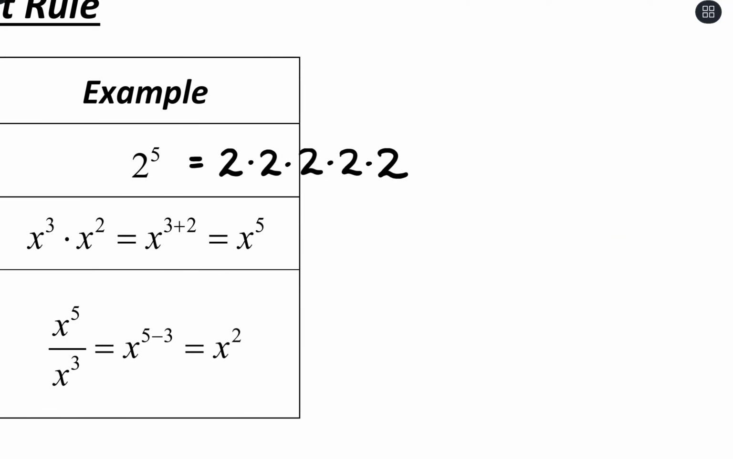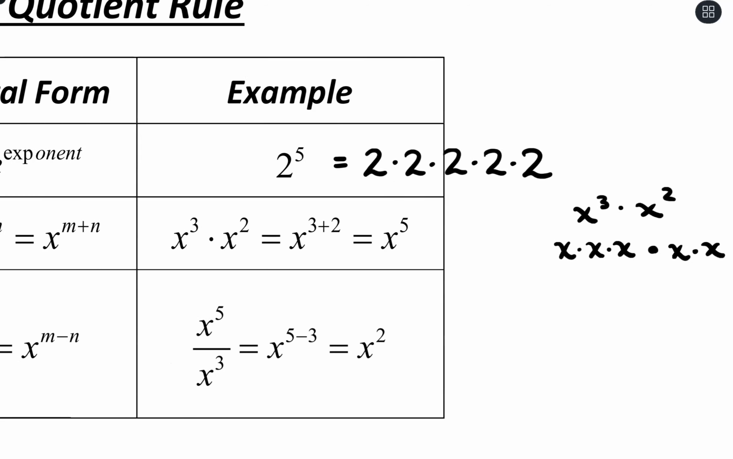And just to see a breakdown of that, if we have x cubed times x squared, that would be the same thing as x times x times x, so 3 x's, and then multiplying with x squared, which is x times x. So really this is just multiplying x with itself 5 times. What we could do is shorten that by thinking of addition of our exponents.